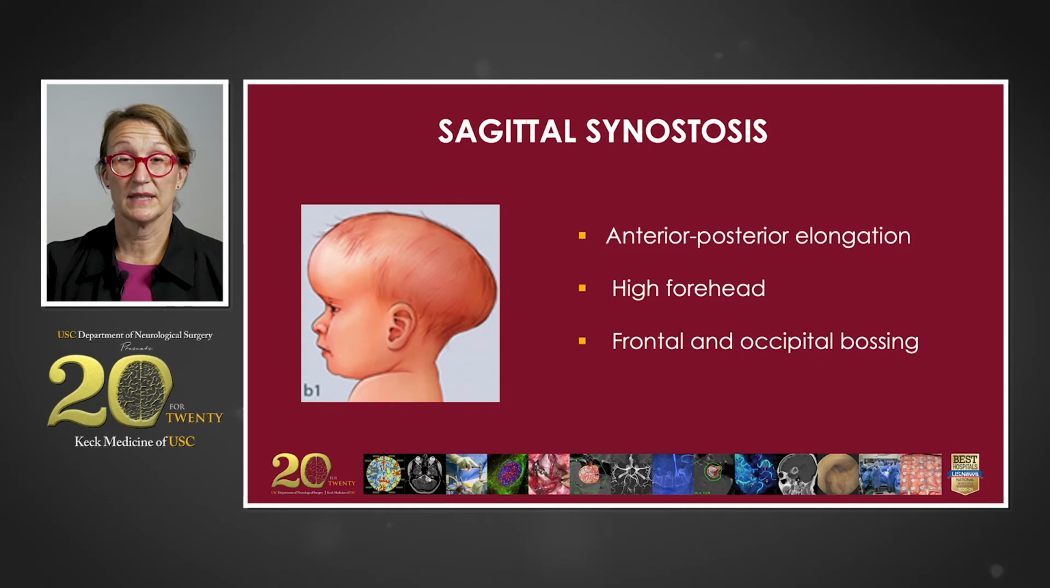Sagittal synostosis typically has an exaggerated anterior-posterior elongation of the skull, a high forehead, as well as both frontal and occipital bossing.